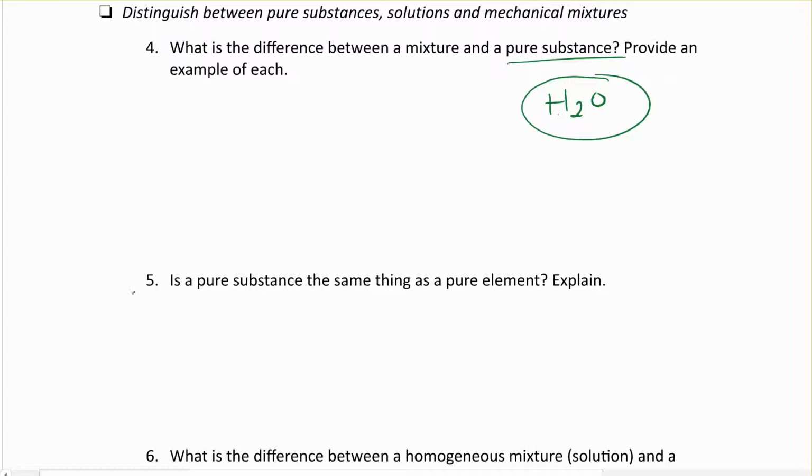So moving on to number 5. Is a pure substance the same thing as a pure element? A pure substance is not the same thing as a pure element. A pure element is a type of pure substance. So a pure substance, like I was saying to my class today, could be something like H2O. We'd say H2O is my pure substance. A pure element, on the other hand, would be made up entirely of the same element on the periodic table. So gold.